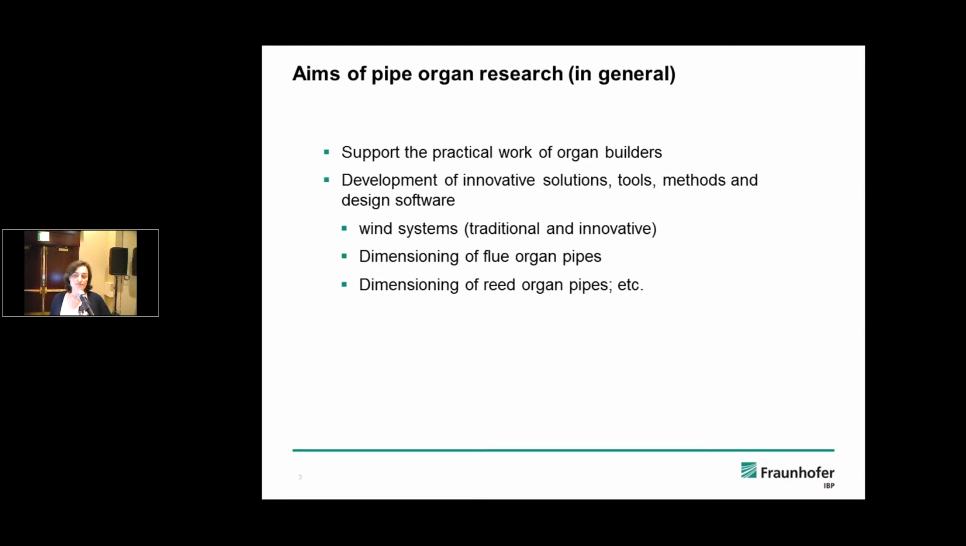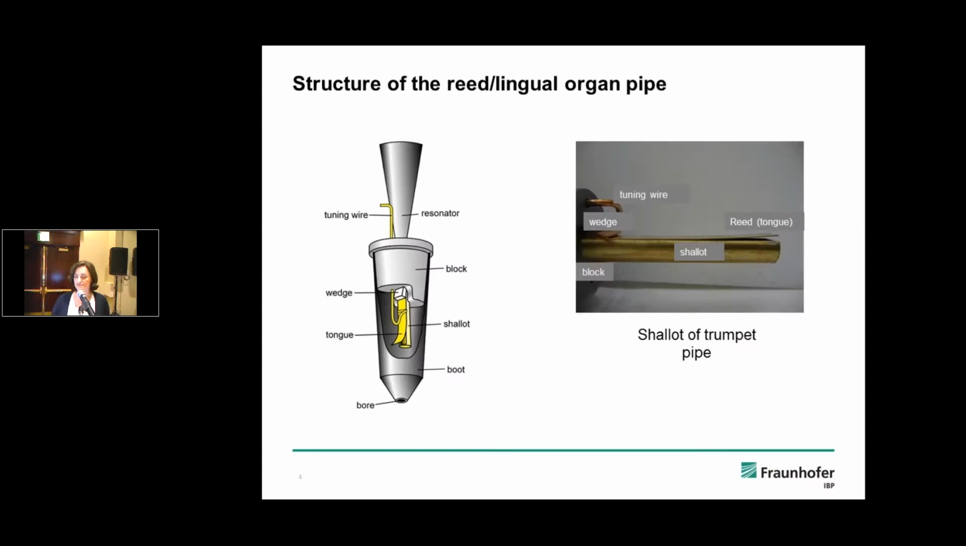So in general, the aim of the pipe organ research at the Fraunhofer in Stuttgart is to support the practical work of organ builders, because we think it is pretty important for them. Making this, we develop innovative solutions, tools, methods, and design software for them on pretty different fields like wind system, dimensioning flue pipes, dimensioning reed pipes, and so on. This time I will talk about dimensioning reed organ pipes.